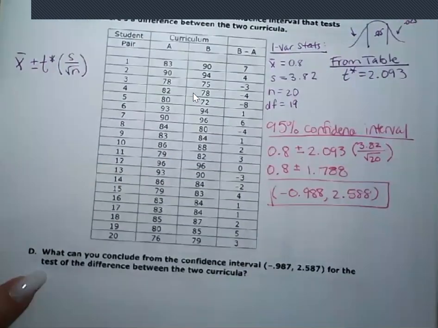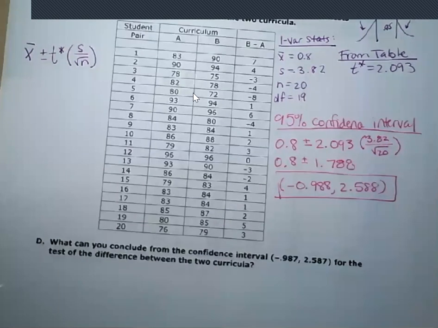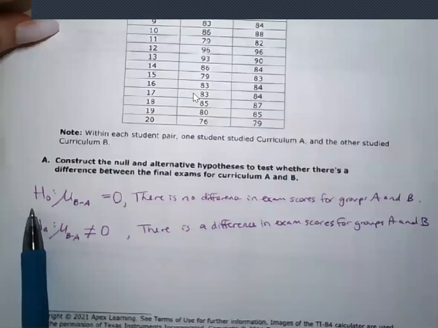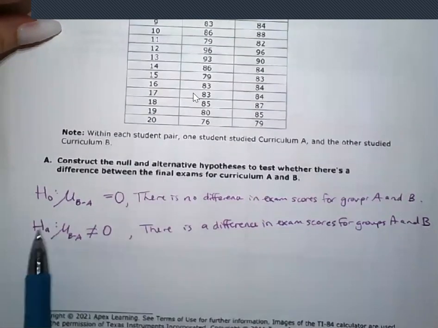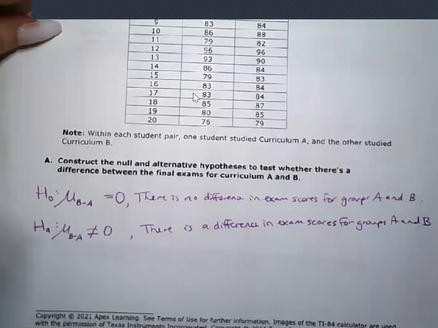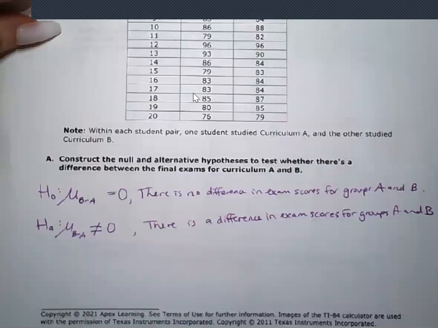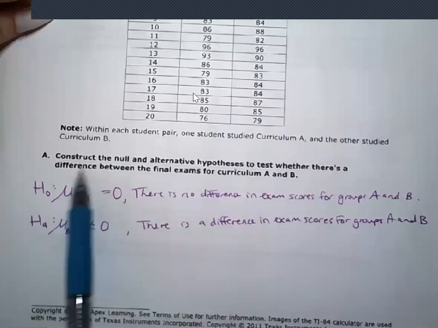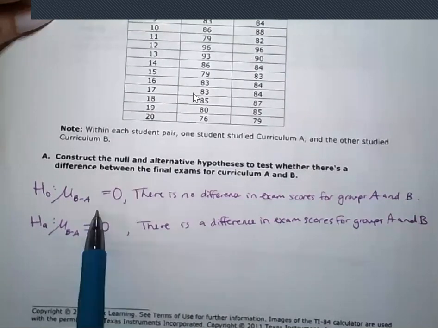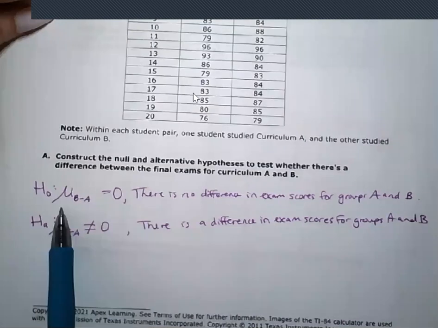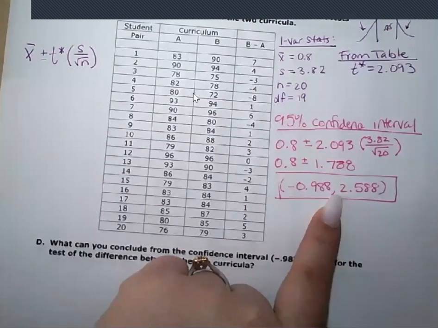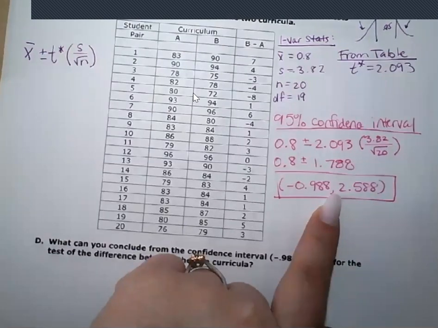So last thing, what can we conclude from this confidence interval? Remember our hypotheses. Our null hypothesis was that the difference was 0. Our alternative hypothesis was that the difference was not 0. Okay, and when we were doing a significance test, which is basically what we are trying to accomplish with this confidence interval, we are trying to either reject or not reject this. So can I reject that the difference is 0? No, 0 is in this interval. So we cannot reject the possibility that 0 is the true mean difference.